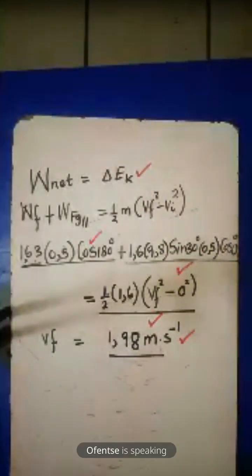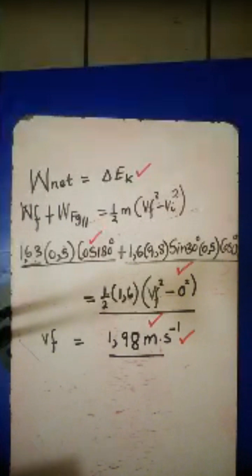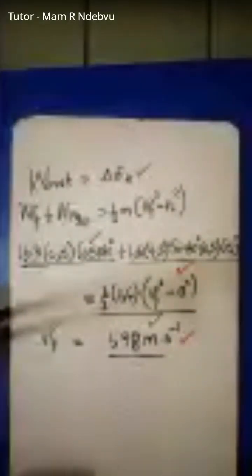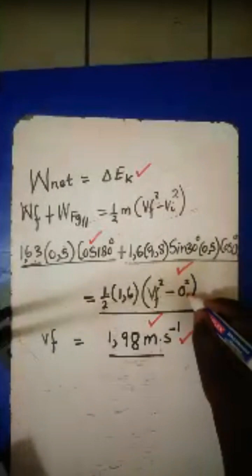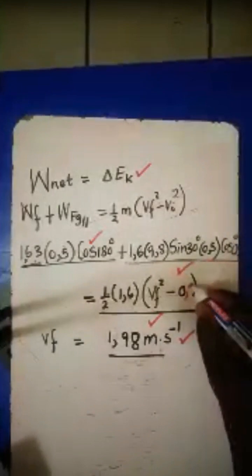Yes, ma'am. The statement below the diagram says the rock reaches point A with the same velocity of 0.2. So isn't our initial velocity 0.2? Oh, you are very right. The downslope, yes. The rock reaches point A with the velocity of 0.2. So it's not 0. It was not at rest. You are very correct, ma'am. It's supposed to be 0.2 squared.